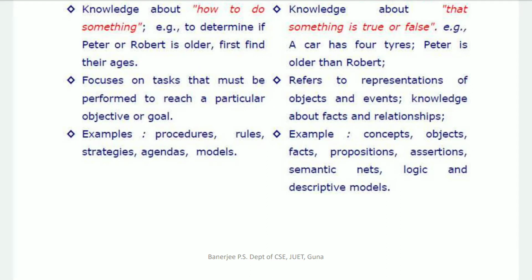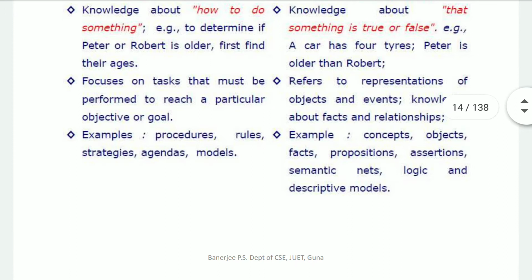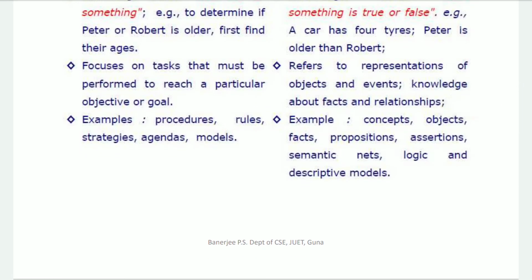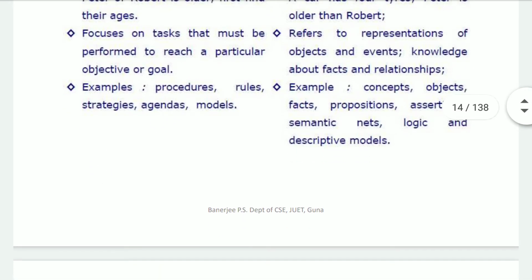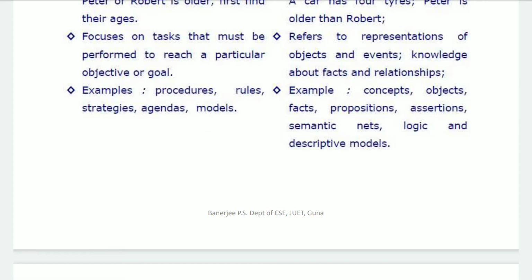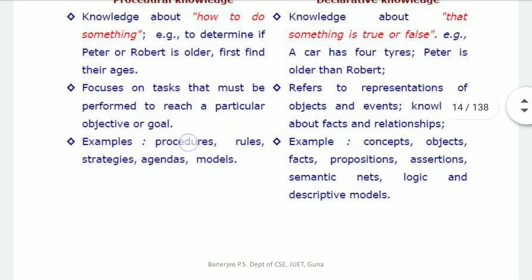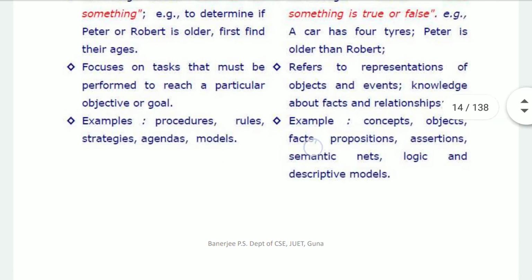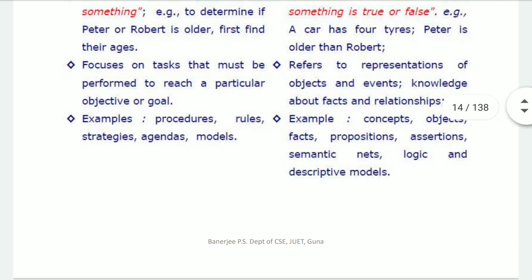Procedural knowledge focuses on tasks that must be performed to reach a particular objective or goal, and it refers to the representation of objects and events, right? Examples are procedures, rules, strategies, agendas, and models. The examples of declarative knowledge are concepts, objects, facts, propositions, assertions, semantic nets, logics, and descriptive models.